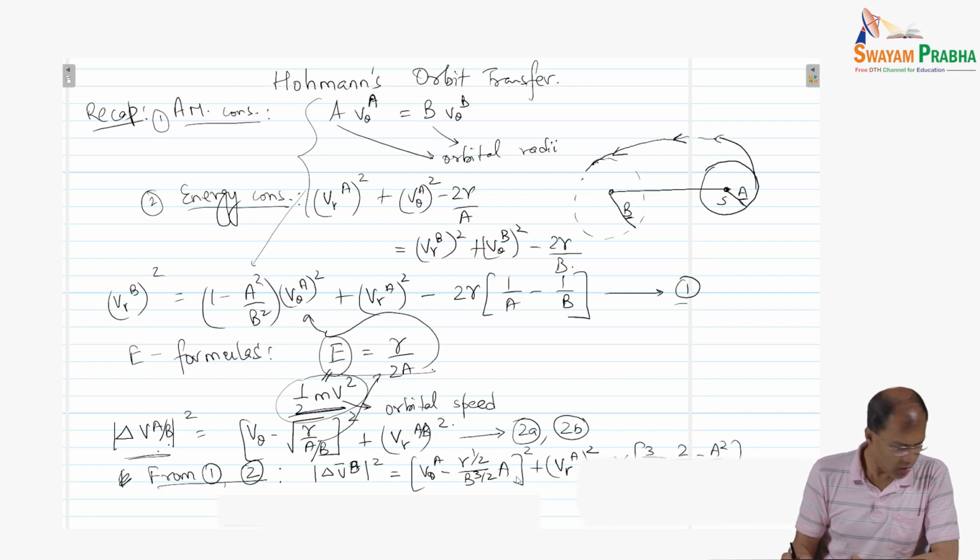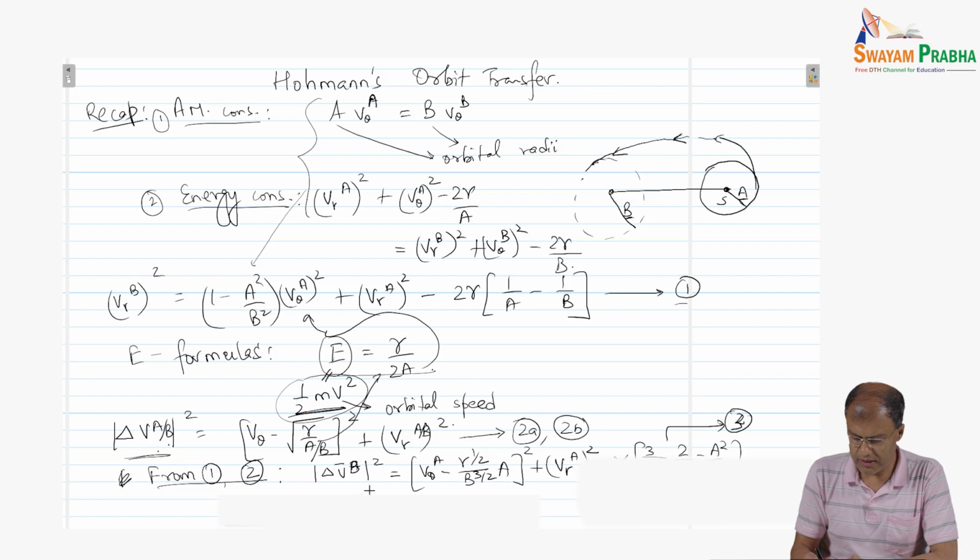Okay, so let me call this equation number 3 here. I have used 1 and 2 and I have come to a new set of equations showing the impulse at the point of landing. Okay, so then what's next? Now notice this equation 3 here.